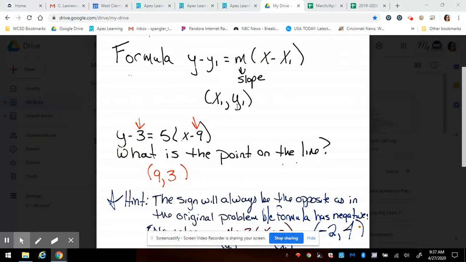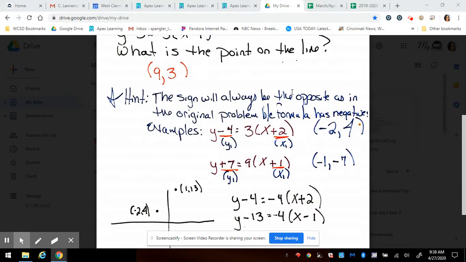So if you are given the point, in this case, 9 and 3, 9 would represent x1. 3 would represent y1. So if we put that in this formula, it would be y minus 3, because our y1 is 3, equals m, which is our slope, and our slope is 5, which it gave us, parenthesis x minus 9.